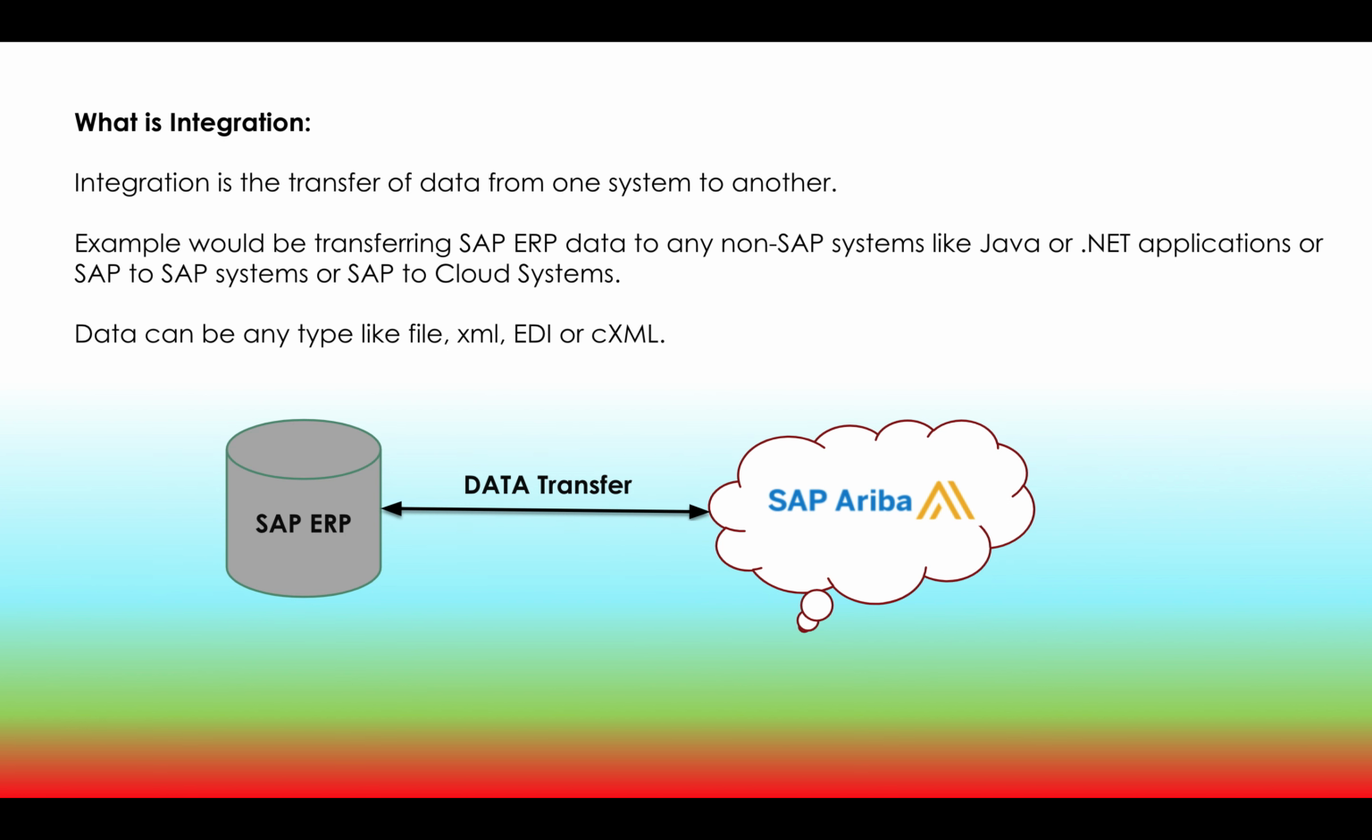Here in this diagram you can look at what data integration is. Data integration means data going from one system to another system. Here SAP ERP is sending data to Ariba and vice versa.